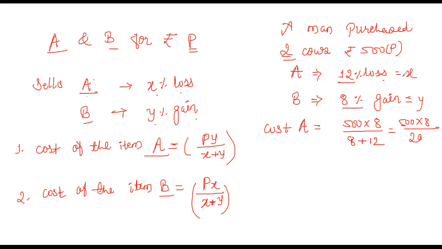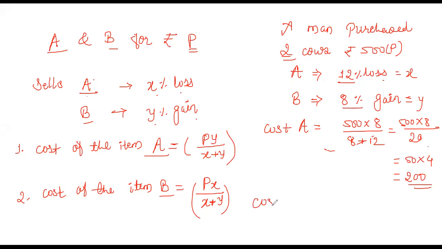Gain and X, that is 12% loss. So first calculating the cost of the first cow, that is 500 into 8 divided by 20, since 12 plus 8 is 20. So calculate it. 500 into 8 divided by 20. So here it is 50 into 4. How much? It is rupees 200.